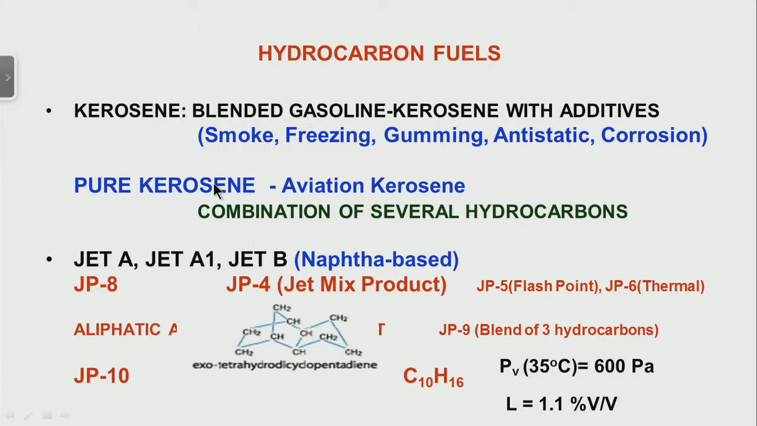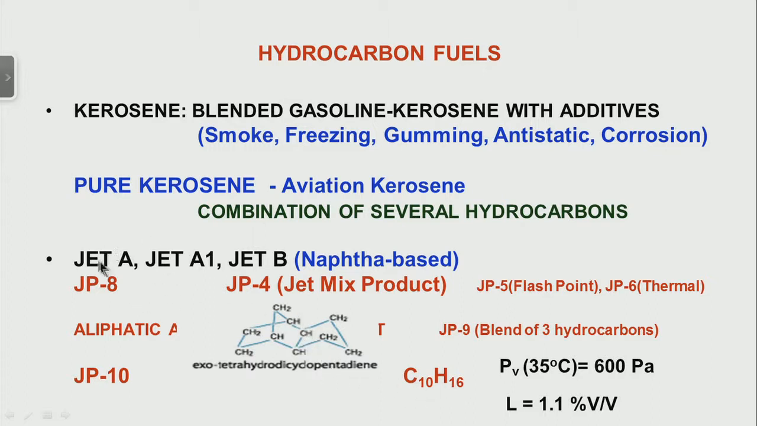Essentially we can take the properties to correspond to kerosene, but to some extent the flash point is brought down. In fact you have improved fuels like JP, jet mixed products. JP4 is a product in which you have a mixture of hydrocarbons and some more additives added such that the flash point and the thermal properties are improved. You have JP5 fuel in which the flash point is reduced, JP6 fuel in which the thermal properties are improved, you have JP8 which is an improvement, and also you have JP9 which consists of a blend of 3 hydrocarbon fuels and one particular aliphatic substance, which consists of a cyclopentadiene chain. It is essentially exo-tetrahydrodicyclopentadiene. It is a pure compound, C10H16.